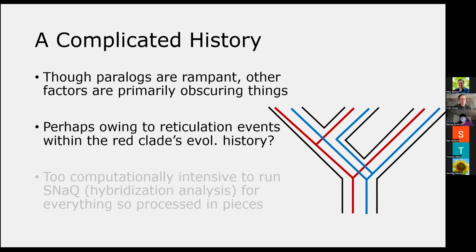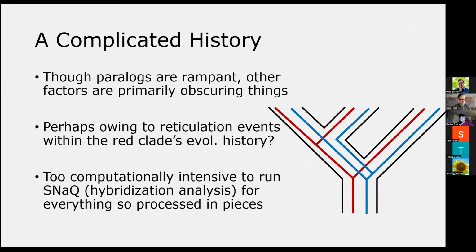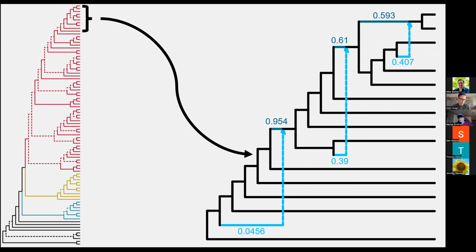To do that, we looked at possible reticulation events, especially within the red clade's evolutionary history. And I'll note that while we ran these hybridization analyses through SNAC or Philo networks, it was too intensive to try and run all 95 samples with all 1,000 plus loci, so we did it in pieces. For sake of time, we'll just look at one clade of primarily California species of Heterotheca up top here. There were 3 reticulation events noted.